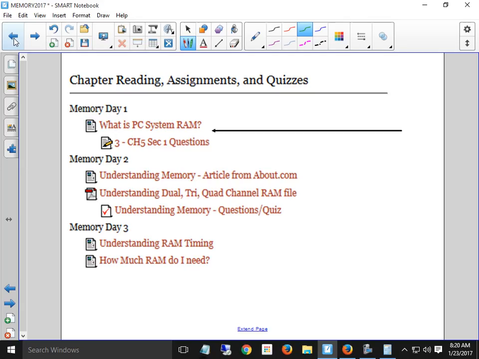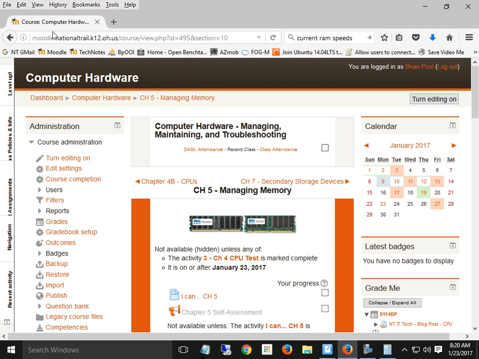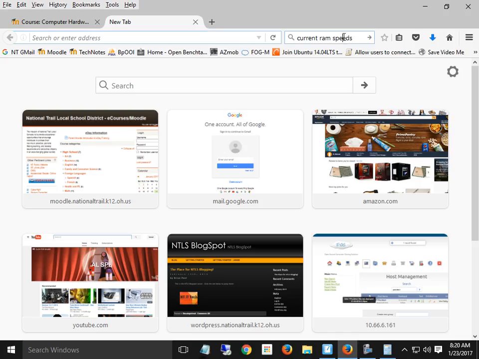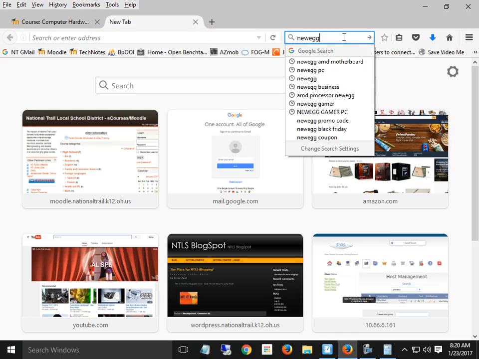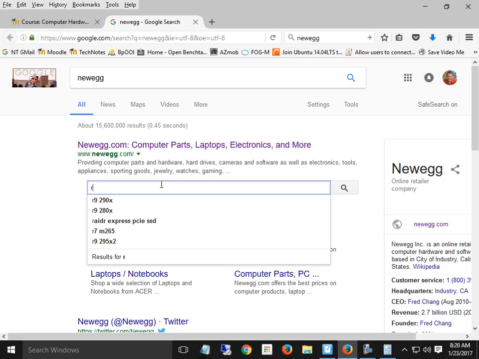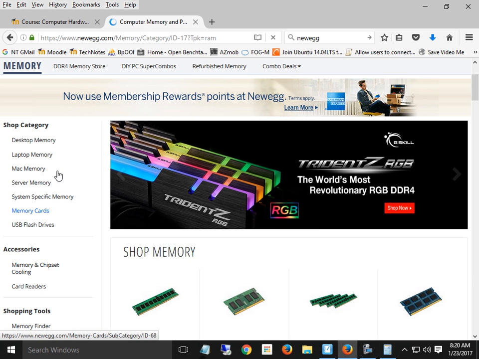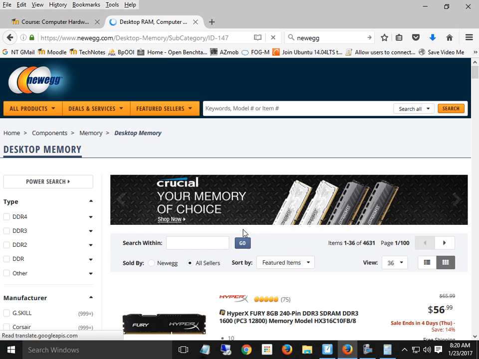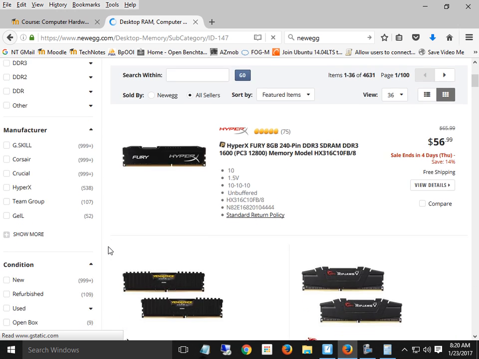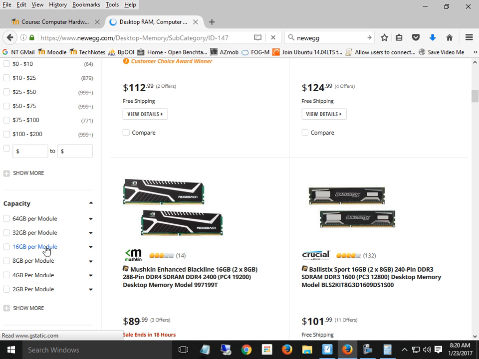I'm going to take a little break here before we start reading. I've helped people buy computers before, and they buy RAM and try to put it in. They'll go to Newegg and say, I'm going to get the best RAM I can get, and I want 16 gig of desktop memory, and of course I want new, and I want 8 gig per module.